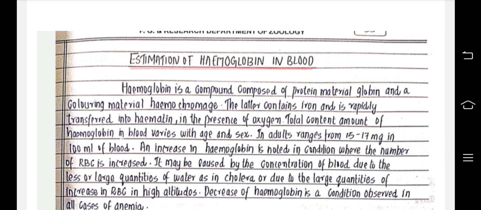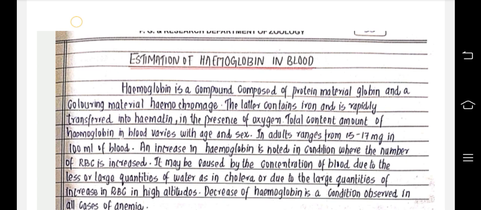Then estimation of hemoglobin in blood. Hemoglobin is a compound composed of a protein material, globin, and a coloring material, hemochromogen. The latter contains iron and is rapidly transformed into hematin in presence of oxygen.